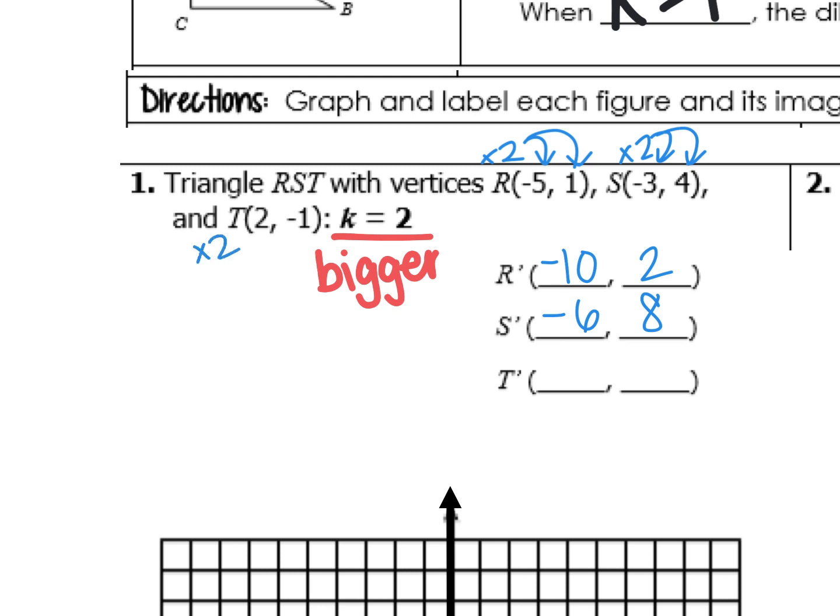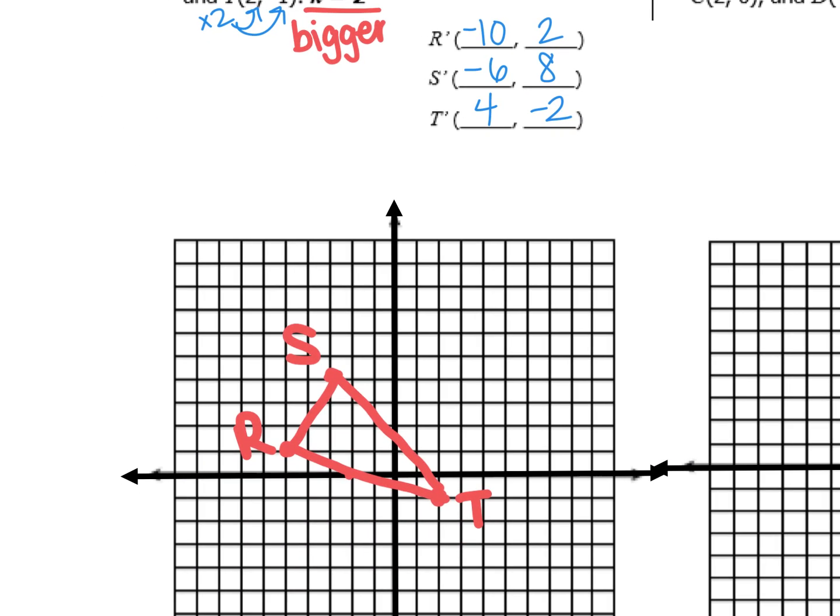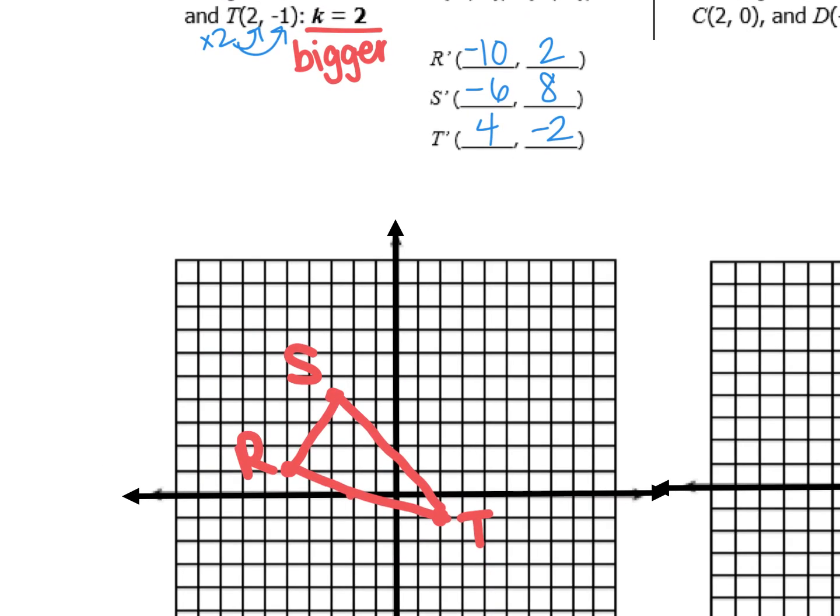Then I'm going to do the same thing for T. 2 times 2 is 4, and then 2 times -1 is -2. So T prime would be at 4, -2. So now that I have the new points, same process as before, go ahead and graph them. So I'm going to graph the point -10, 2, and that's R prime. -6, 8 for S prime. And then T prime is at 4, -2.